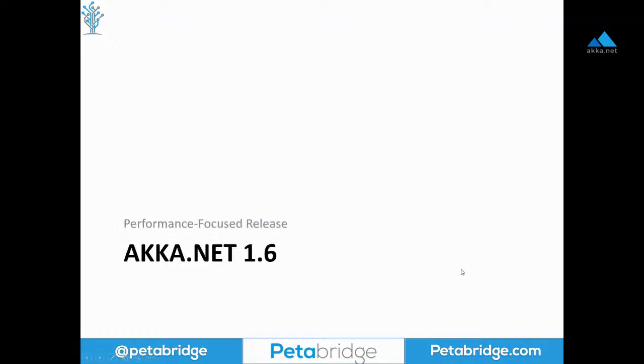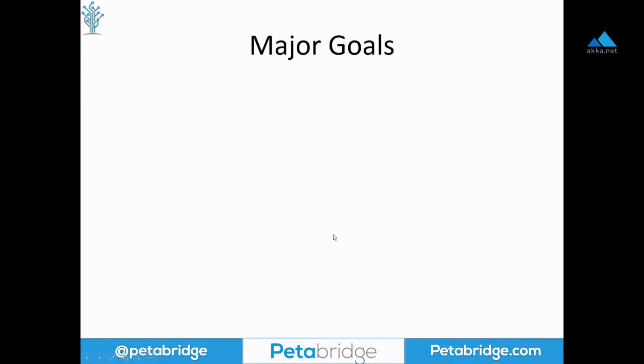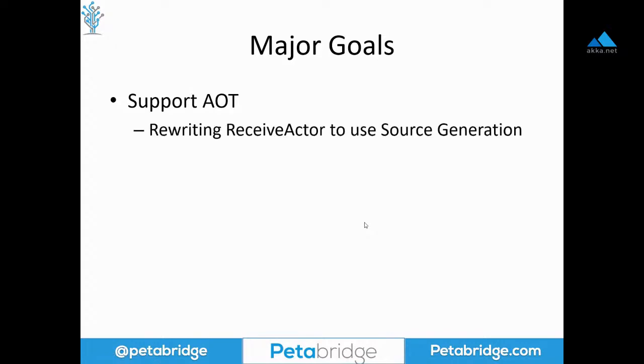All right, cool. Akka.NET 1.6, the next big release of Akka.NET that we have planned. What's going to be happening in this release? Well, this is a performance-focused release. So if Akka.NET 1.5 was focused on development experience, Akka.NET 1.6 is focused on performance. So we have a couple of major goals already that are sort of set in stone so far. The first one is supporting ahead-of-time compilation, AOT. This is important for platforms like Unity 3D and Xamarin and Maui probably.